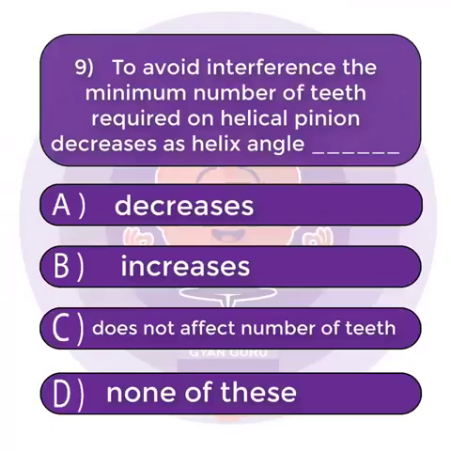To avoid interference, the minimum number of teeth required on helical pinion decreases as helix angle ________. A. Decreases. B. Increases. C. Does not affect number of teeth. D. None of the above.